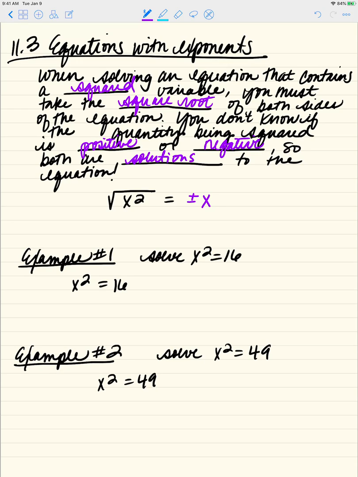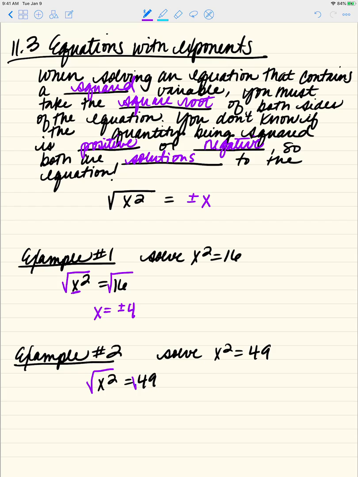Okay, example number 1 says solve x squared is equal to 16. Very straightforward. We need to undo the squaring so we get x by itself. If I take the square root of the left side, I have to take the square root of the right side. I don't know if this x is positive or negative, so x is going to be equal to plus or minus 4.